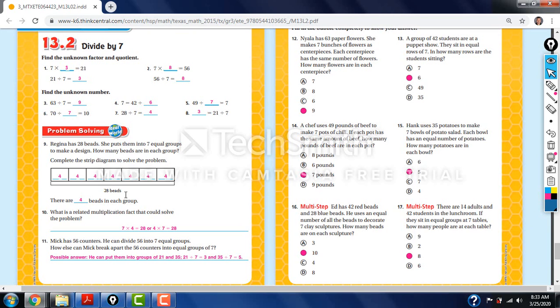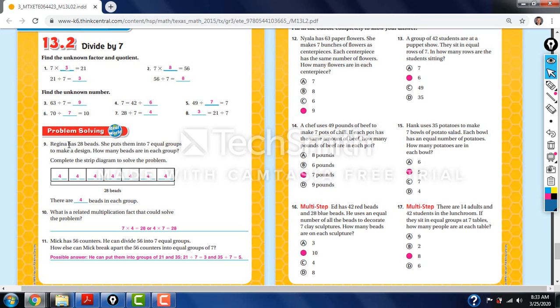Here's your strip diagram again. Remember to look at the key right here. This is how many. This is the beginning of your division sentence here, and then it's divided into how many groups? 1, 2, 3, 4, 5, 6, 7. So without reading this question, you know that's part of your division question.